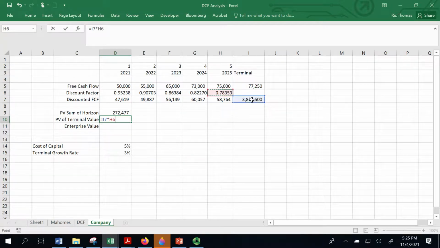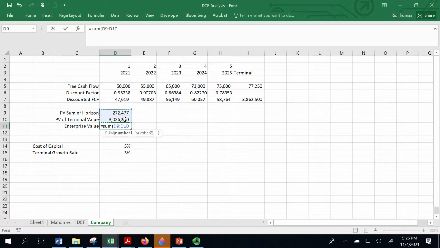That's when this enterprise is worth 3,862 at the end of 2025. So I'm going to multiply it by that discount factor. And that gives me the present value of 3.026 million. So now I'm going to sum those two up.